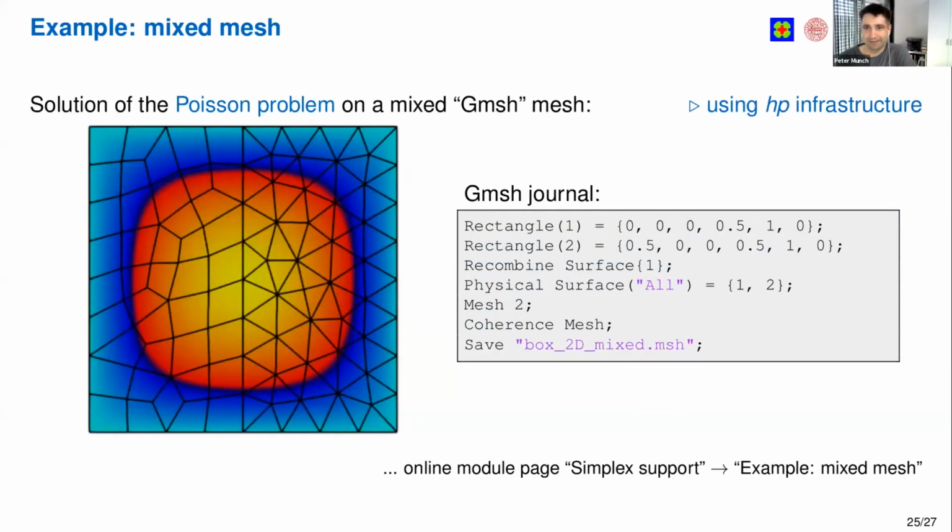Okay, so until now I've talked about simplex meshes, but we also have experimental support for mixed meshes. I don't have time to go into detail about that here, but you can have a look at the code online. It's also on the simplex support page. Just one thing I would like to mention here, a bit of a spoiler, is that it relies on the hp infrastructure quite nicely.